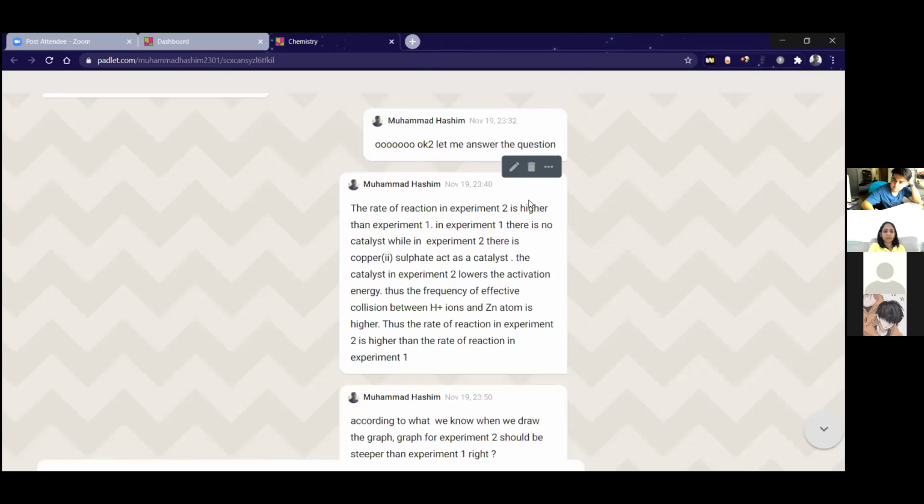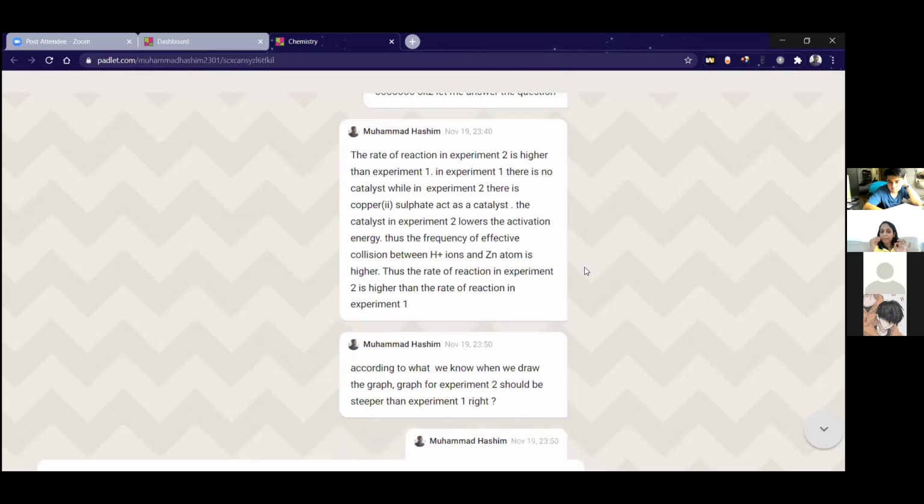Okay, go ahead. Hashim's answer is still acceptable, right? Hashim's answer for the second point is incomplete. That means the sentence before 'thus the frequency of effective collision'. My answer would be: there is no catalyst in experiment 1, there's copper 2 sulfate in experiment 2. The catalyst in experiment 2 provides an alternative pathway by lowering the activation energy to allow more particles to react and collide. I must mention that because here I didn't mention frequency of collision.